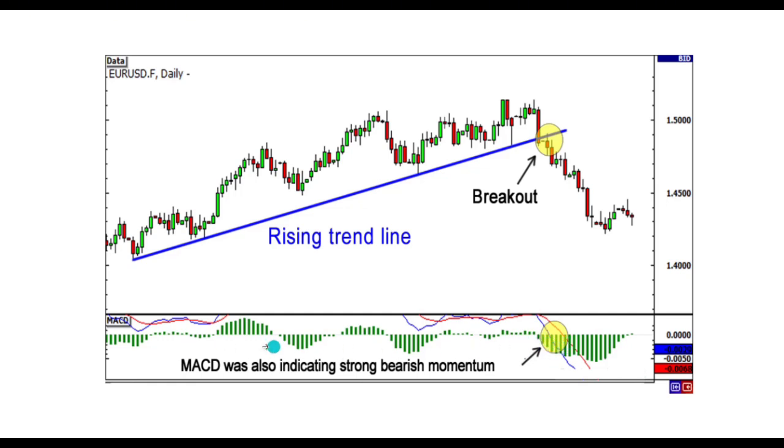That is of the MACD indicator. So this is where we have the MACD also indicating strong bearish momentum, which signifies a momentum indicator confirmation.